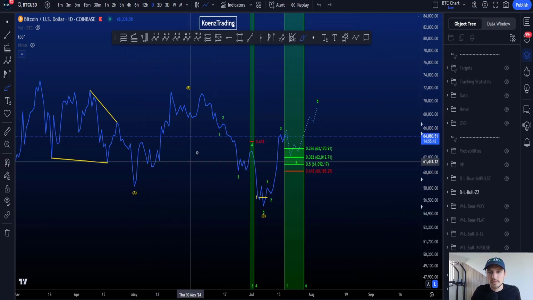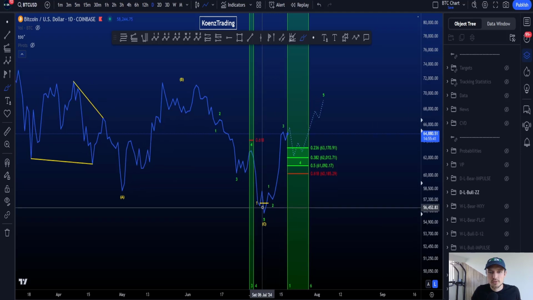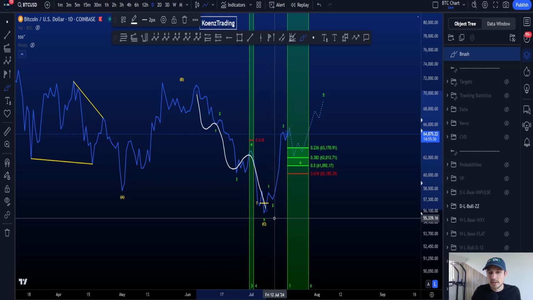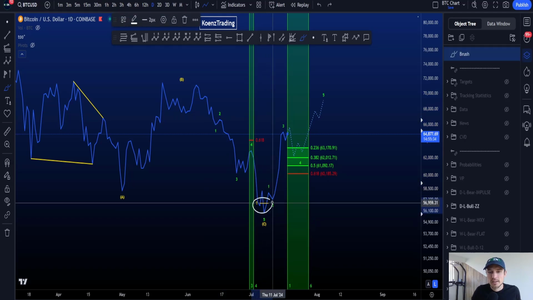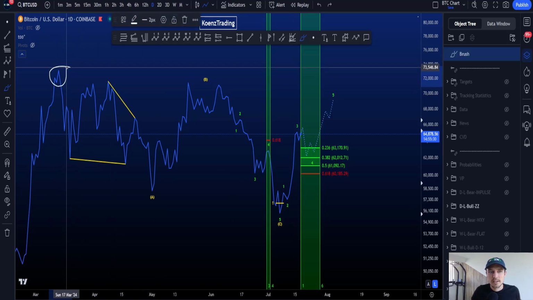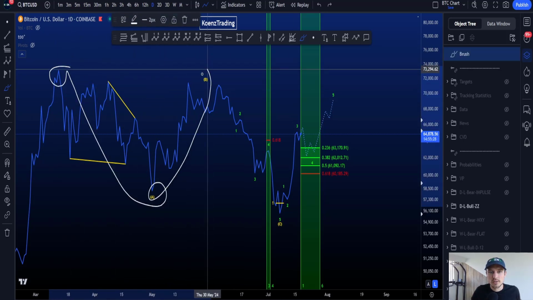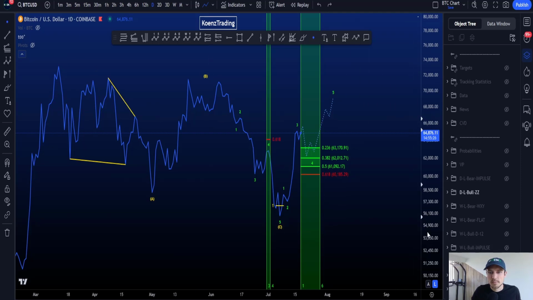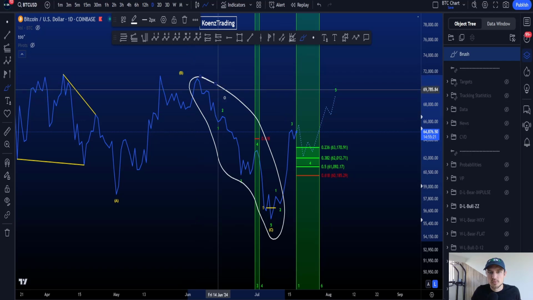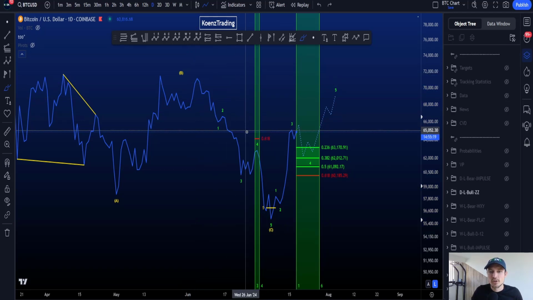Then we have wave B to the upside and an impulse to the downside in a wave C. 1, 2, 3, 4 and a wave 5 to the downside, hitting the 1-to-1 in yellow, a common target for a wave C, taken from the start to the end of A to the end of B with the trend-based fib extension tool.